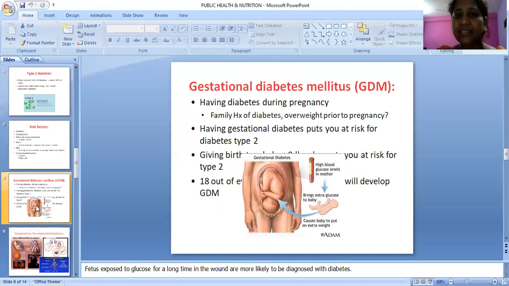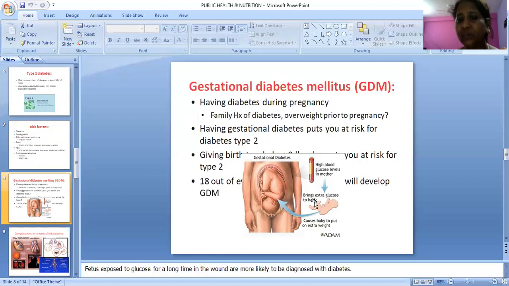Next, what is gestational diabetes? Gestational diabetes mellitus is nothing but having diabetes during pregnancy. How does it come? Prior to pregnancy, when they are overweight, this problem may occur. Or genetic history, genes. If they have family history, they also get gestational diabetes mellitus. Having gestational diabetes puts you at risk for type 2 diabetes in the future.